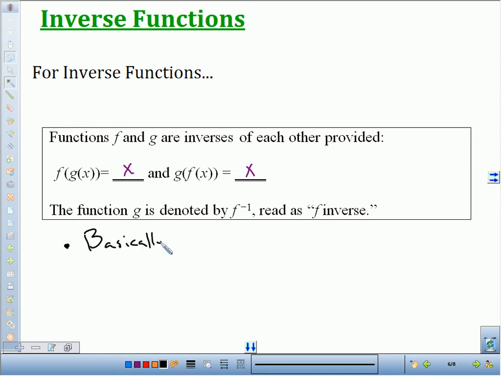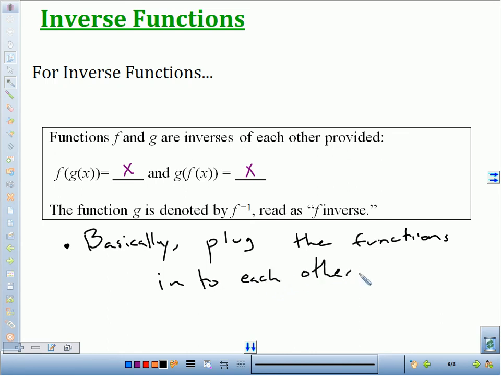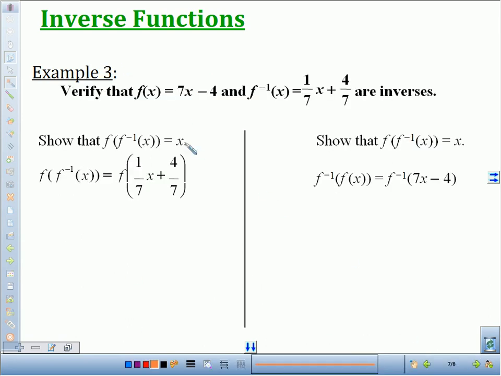Basically, plug the functions into each other, you should get x. And we'll see how that works. We're going to plug the functions into each other. We should get x back. Now let's look at how this works.